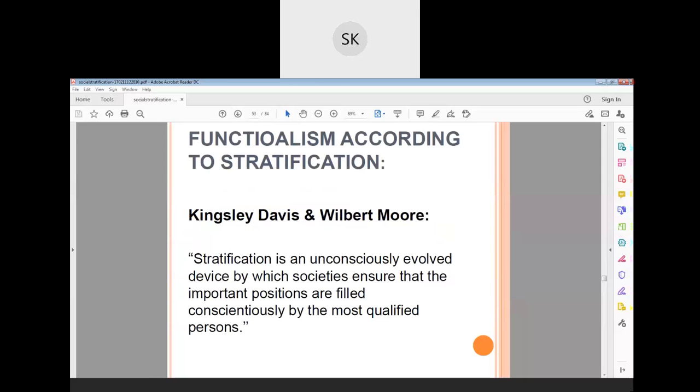And functionalism according to stratification, that is Kingsley Davis and Wilbert Moore. Now we are discussing the functionalist and sociologist views about stratification, the last part of the second unit. Kingsley Davis and Wilbert Moore say stratification is an unconsciously evolved device in which societies ensure that the important positions are filled. I have explained that just now, so I don't want to repeat it.